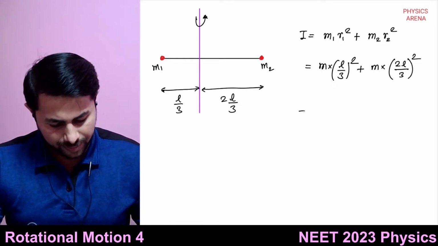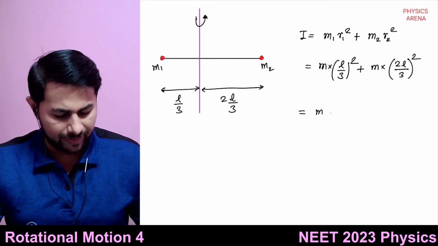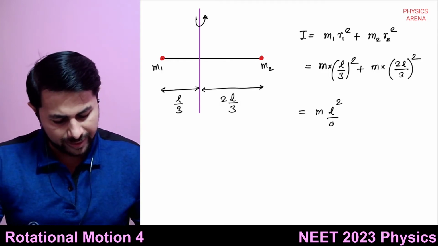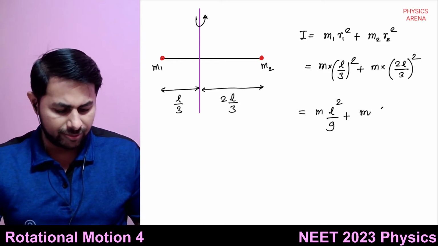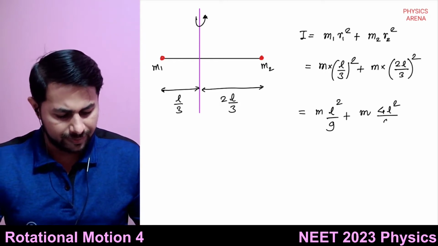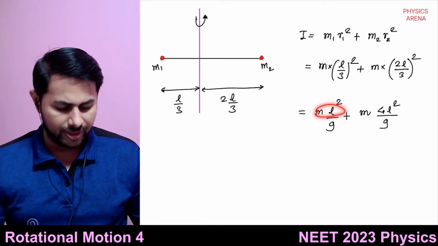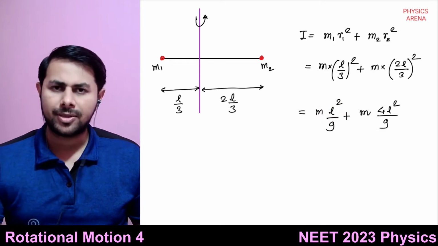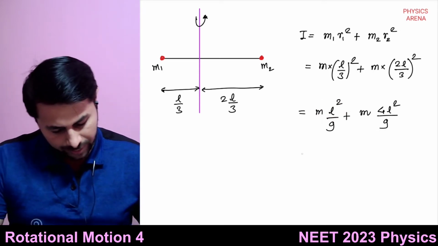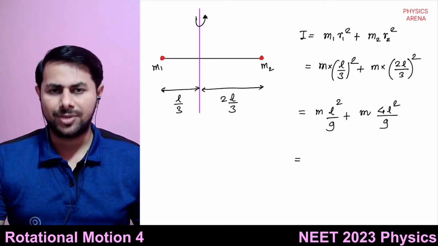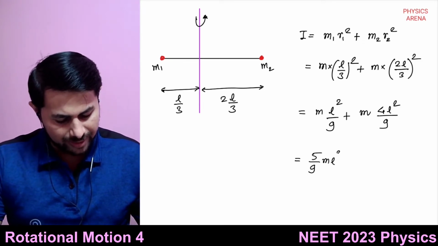Okay, so this is equal to what? m multiplied by L square by 9, plus m multiplied by 4 times L square by 9. So then m L square you can take common. So it is 1 by 9 plus 4 by 9. How much? 5 by 9. So the moment of inertia of this system is 5 by 9 m L square.